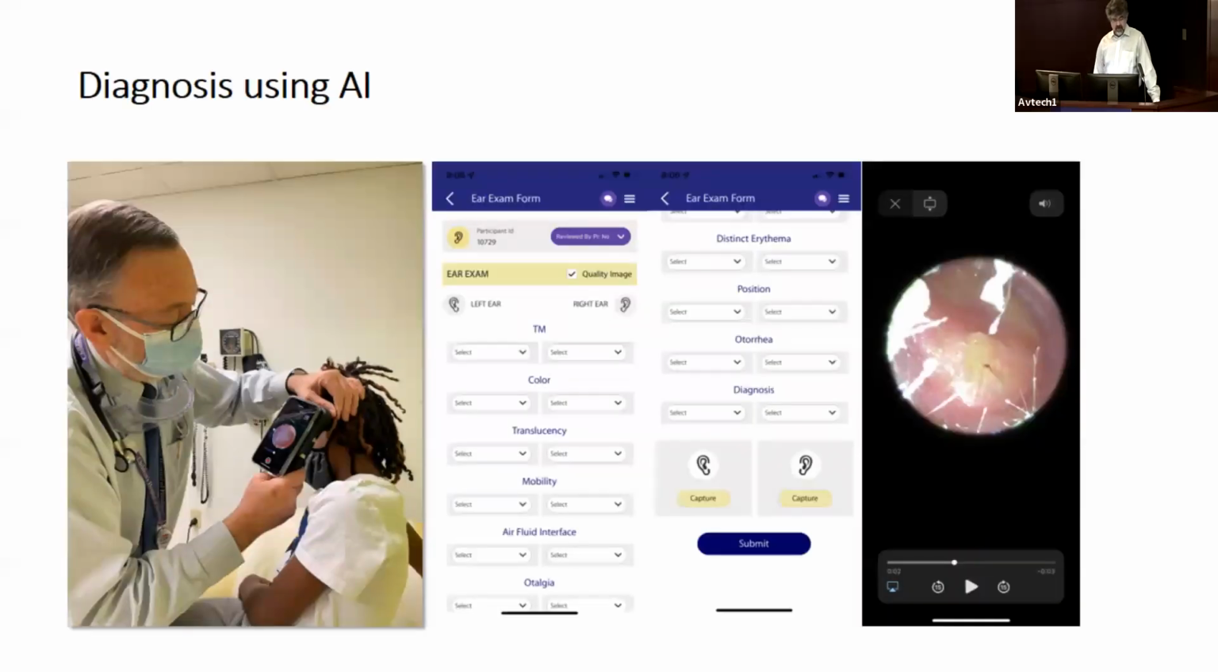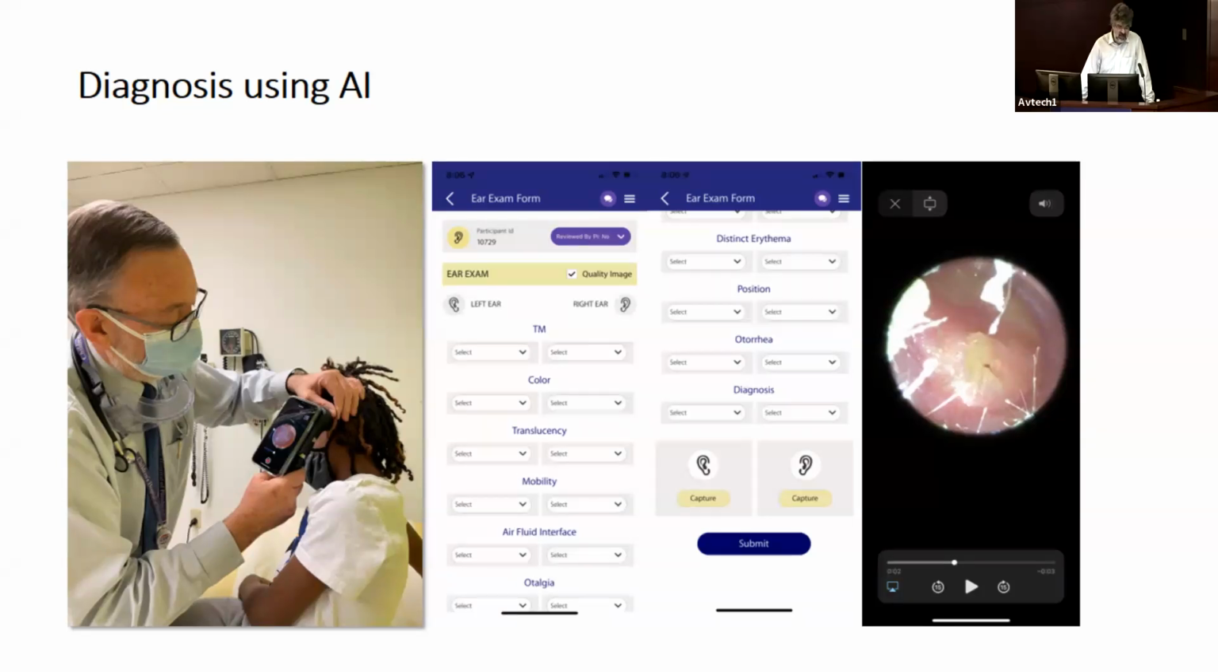Just a little bit about AOM, which is not a long section. But over the last 5 years or so, we've been developing this AI tool for the diagnosis of AOM. Dr. Hoberman is the main driver on this project. And you can see him on the left side using the tool on a child.